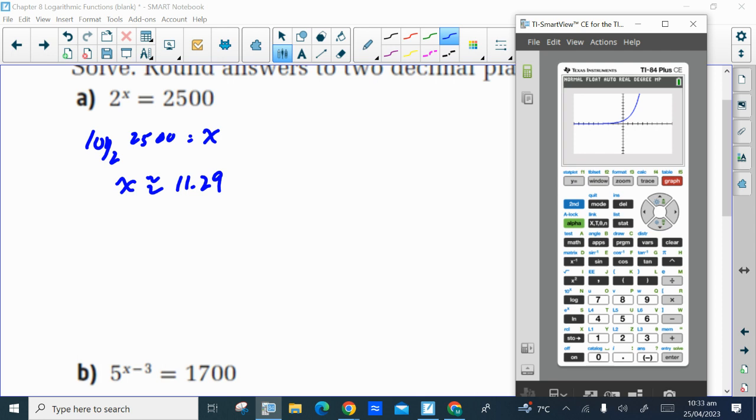If you try and find the solution right now, you'll get an error because the window, the x max is at +10. It does not include my solution of 11.29. So we're going to have to change our windows here anyway. So let's make our x max 12 and change our scale to 2. Let's make our y max 2600 and let's change our scale to, let's say, 500. Now when we graph it, we should see the solution and we can find it.